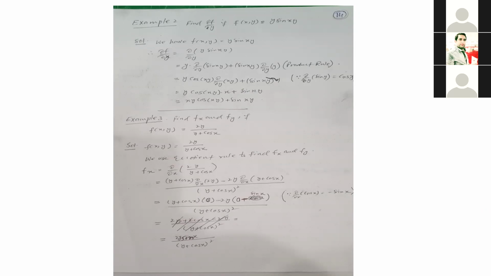What is the formula for the quotient form? You know that it is denominator times derivative of the numerator minus numerator times derivative of the denominator, divided by denominator square. This is your quotient formula. So we shall apply this formula in this case because our function is in quotient form. F of xy is equal to 2y divided by y plus cos x.